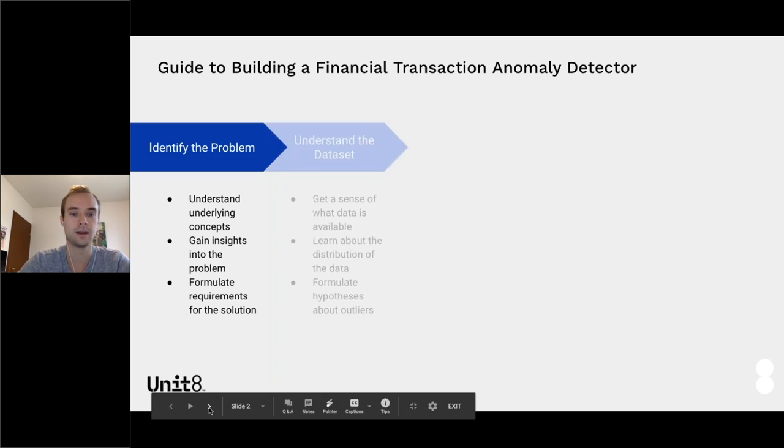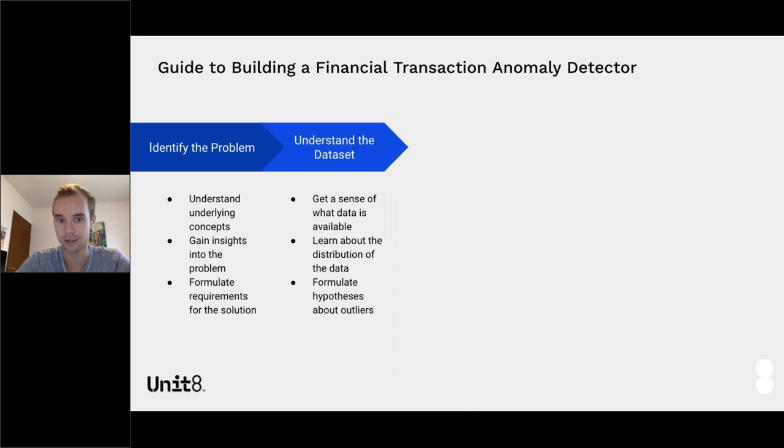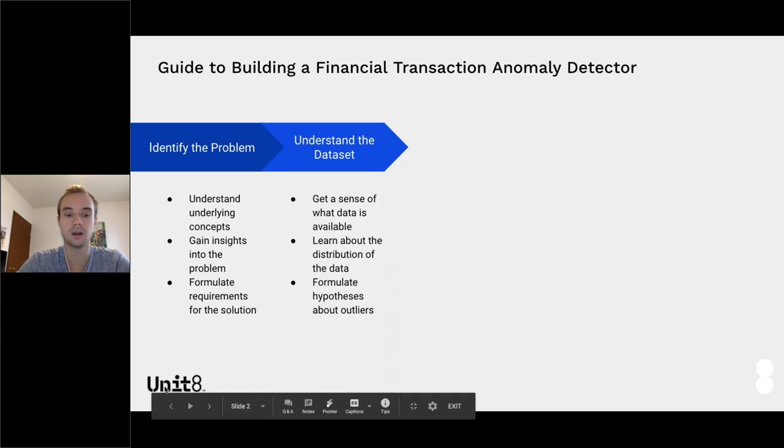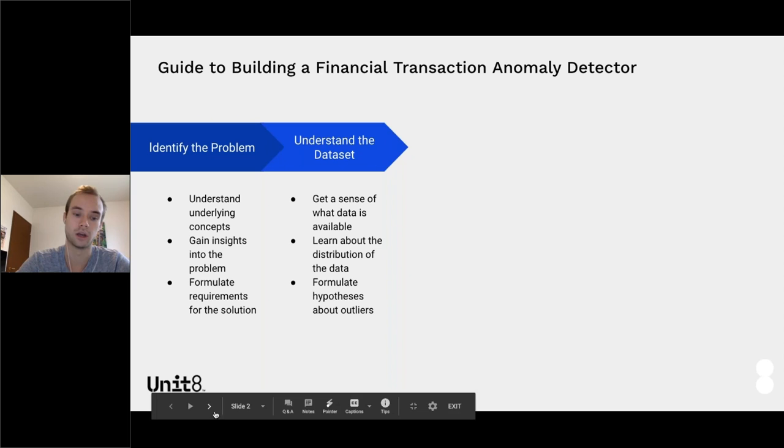We want to gain some insights into the problem that help us formulate requirements for the solution that we're going to develop. Next, since we're showing you this system using an example data set, we want to go through the steps of understanding the data set, which involves getting a sense of what we could use as inputs to our system, learning a bit about the distribution of the data, or at least parts of it, and maybe already formulating some hypotheses about what could constitute an outlier here.